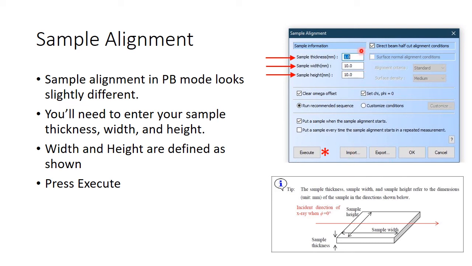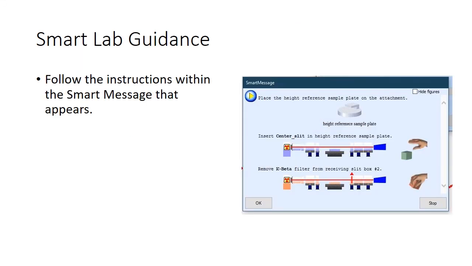So once you fill in these top 3 parameters, I usually leave the rest of these parameters just as they are set and go ahead and press execute. Now, once you do press execute, you will get another smart message. Now, the point of this is to guide you through the experiment, to tell you exactly what you need to do. You may have instructions that look a little different from this. The point is that you just need to follow those instructions, and the software will guide you through what you need to do that sample alignment.